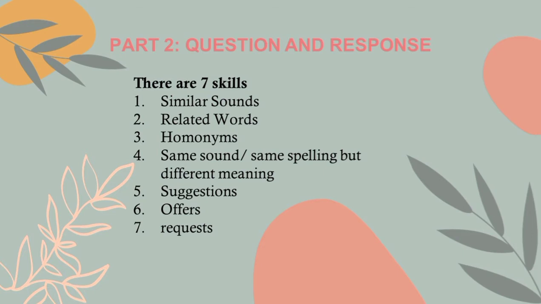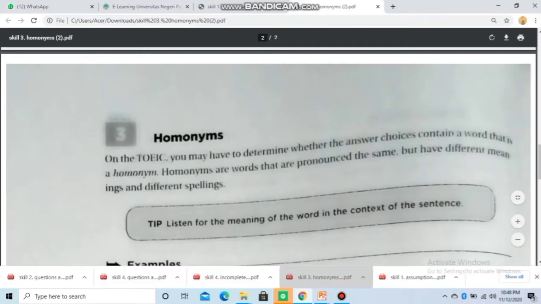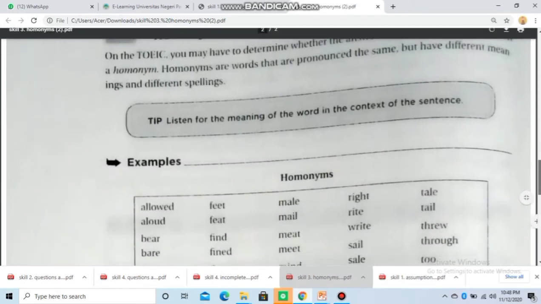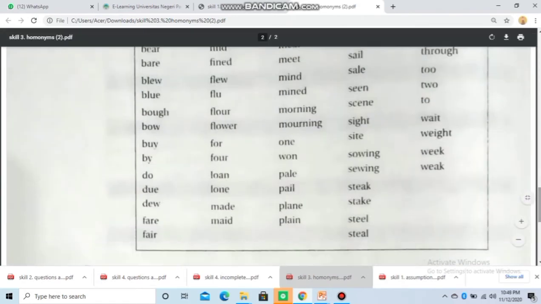For example, skill 3, homonyms. On the TOEIC, you may have to determine whether the answer choices contain a word that is a homonym. Homonyms are words that are pronounced the same but have different meanings and different spellings. For the tips, listen for the meaning of the word in the context of the sentence.